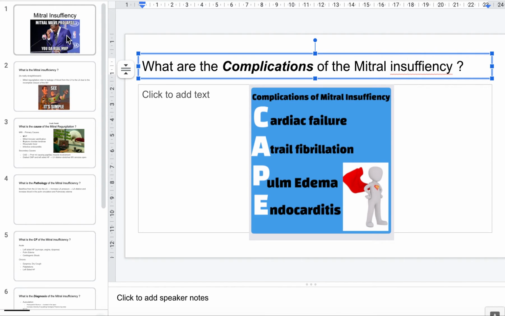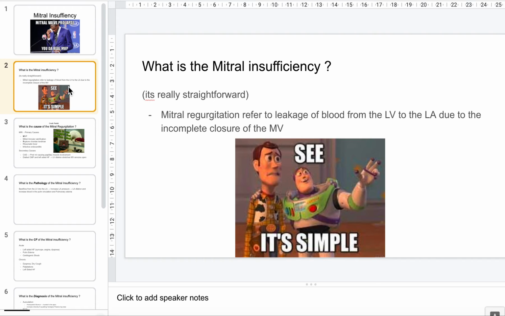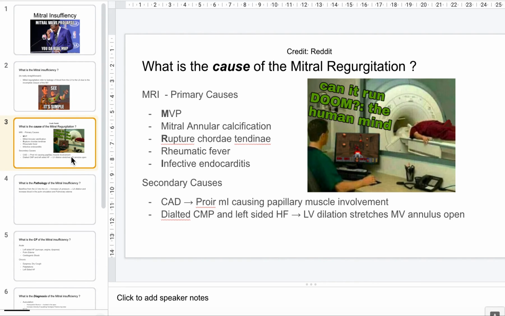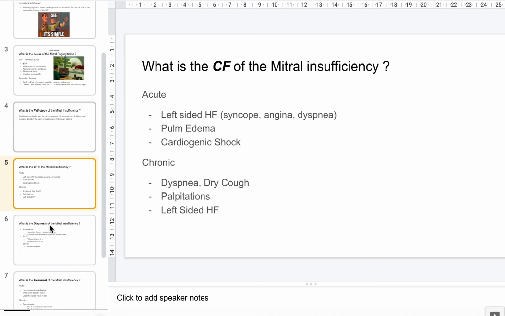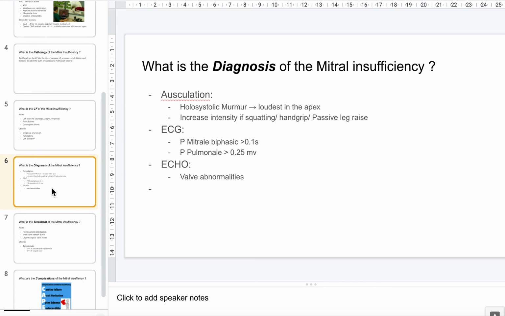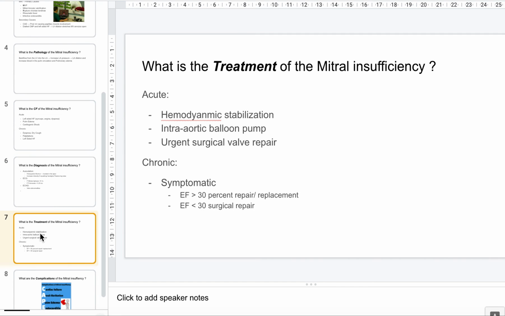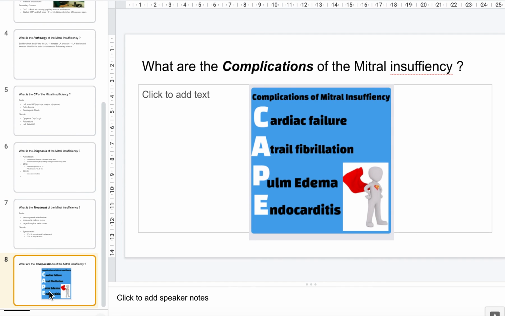So guys, you know it's the main MVP. We know it's very simple, it leads to regurgitation of blood. We know that it's an MRI. You want to know the causes? Just know an MRI: mitral prolapse, infective endocarditis, and rheumatic fever, the main ones. And blood is going to be regurgitated. Acute and chronic symptoms: heart failure, pulmonary edema. We can have dry cough and whatnot. Diagnosis is going to be with auscultation, with ECG and echo abnormalities. Treatment is just to repair or replace the valve, and then what are the complications? CAPE: cardiac failure, AFib, pulmonary edema, and endocarditis.